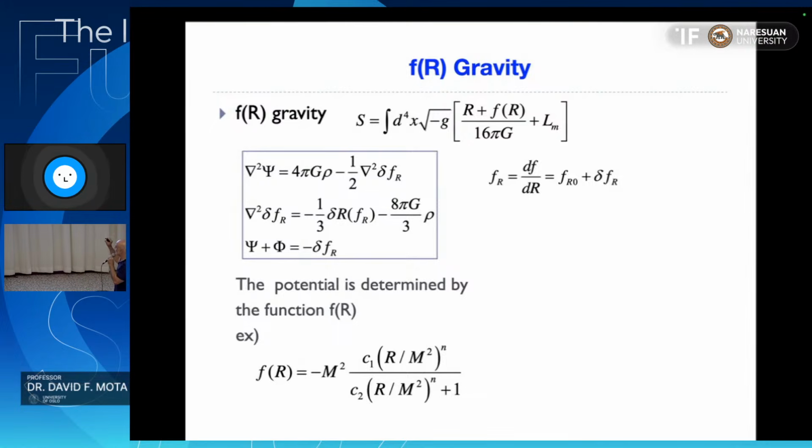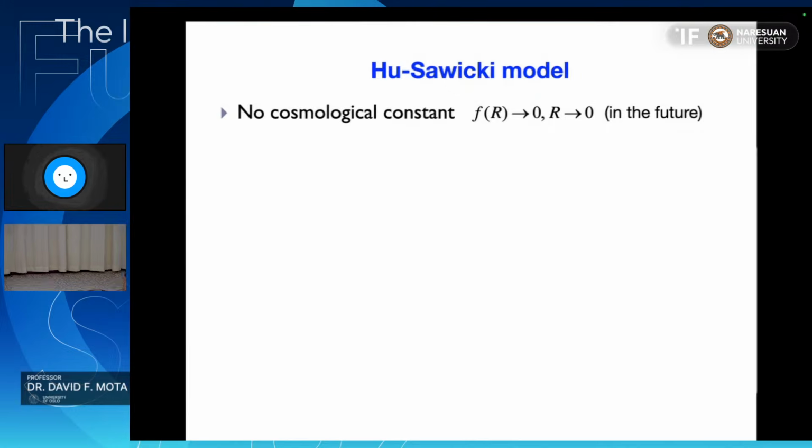So in order to have a chameleon screening mechanism, I need to have this kind of form. You have to cook it up. Okay? So this model is called the Wu-Savicki model. It's a very specific model for f of r, which is a viable one. So it passes the solar system constraints and all the pulsar constraints, etc.